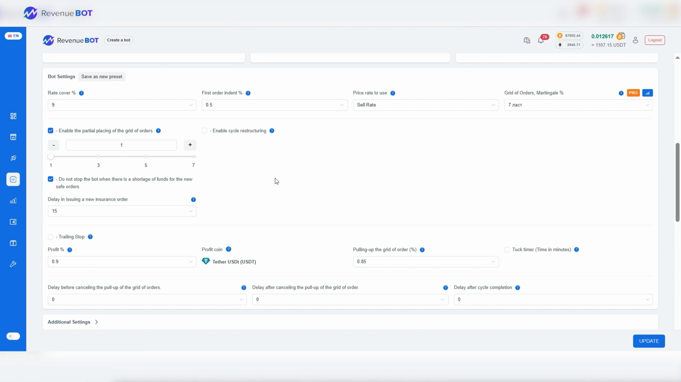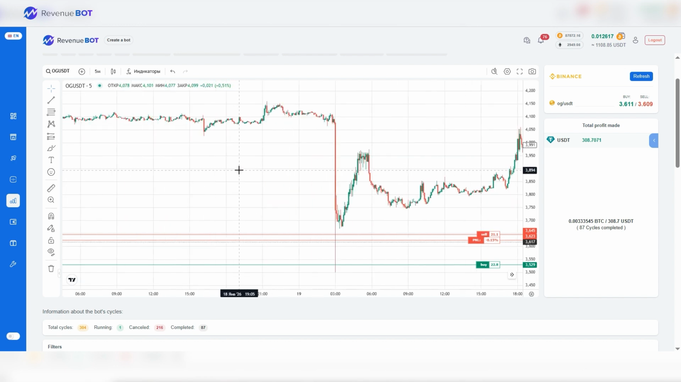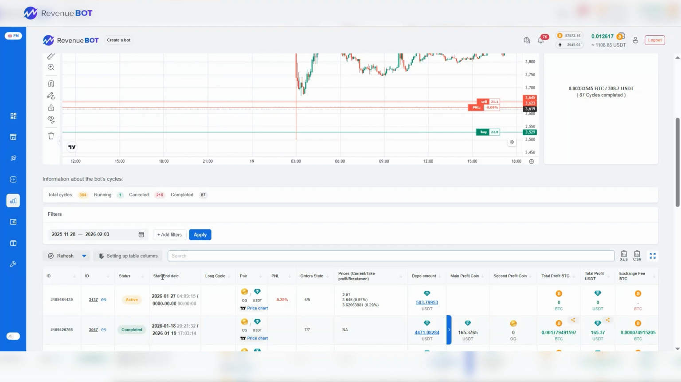Why is this feature needed? Real examples. We will analyze 2 situations. January 19th of the current year, and October 10th, 2025. First example, January 19th. The trade started in the evening of January 18th and ended on January 19th at 7 p.m. The entire grid of orders was filled, and the bot eventually locked in a good take profit. This example is without the delay feature enabled.